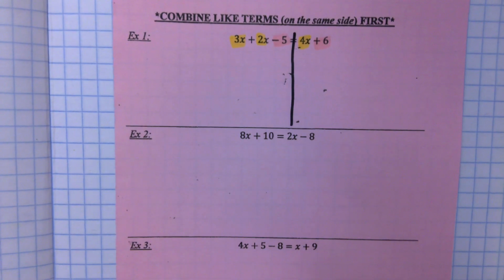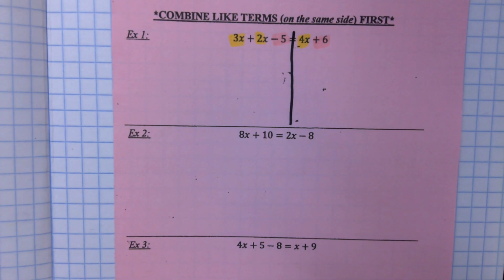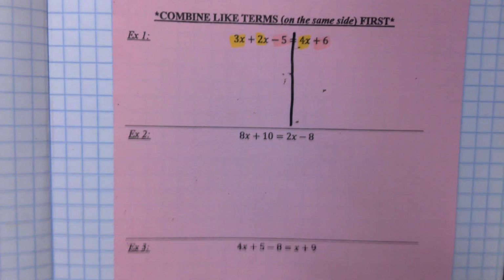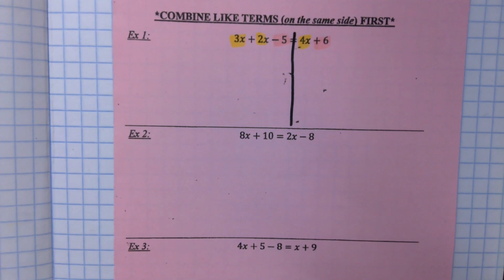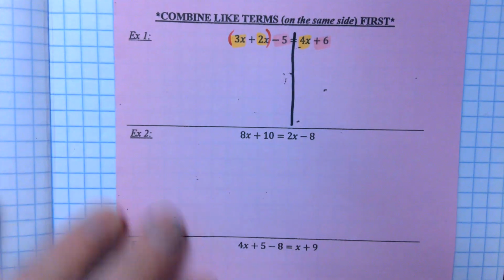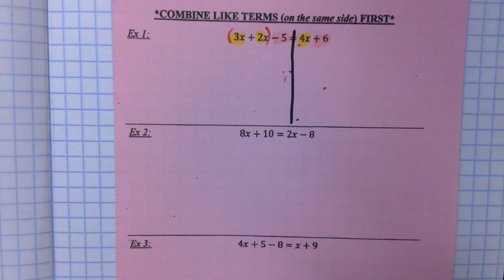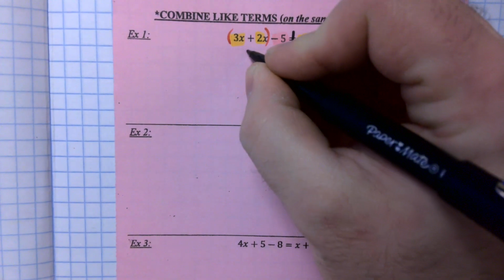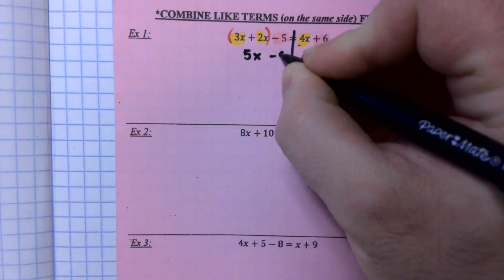What can I combine here on the left first? Are there 2 yellow terms I can combine? Yeah, what are they? 3x and 2x. What do I get when I combine 3x plus 2x? 5x.